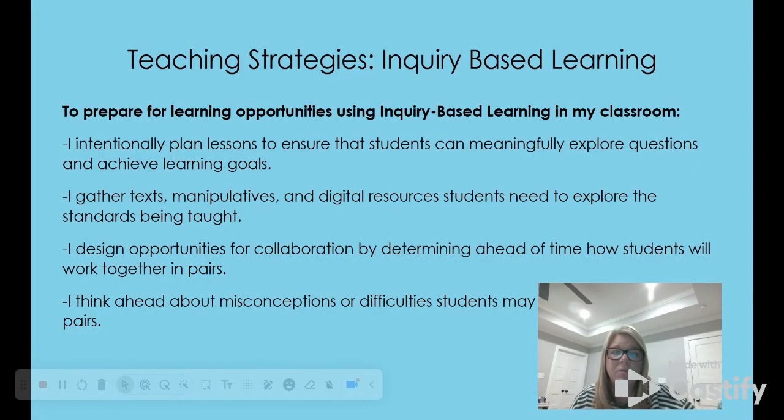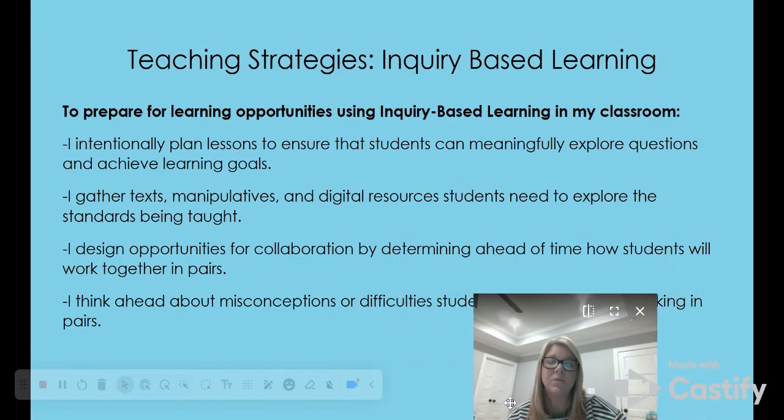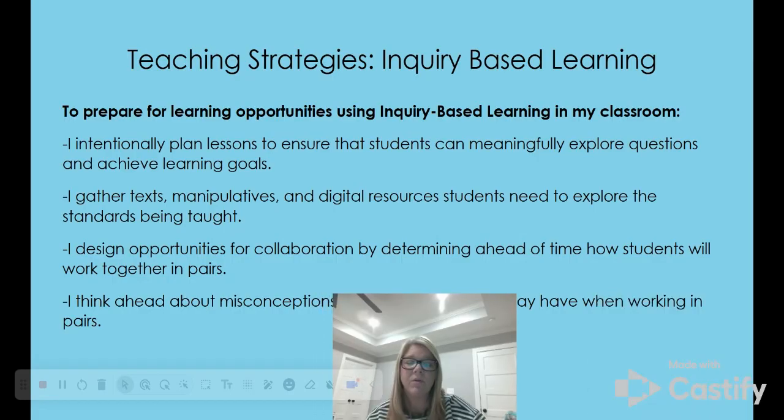Teaching strategies for inquiry-based learning. To prepare for learning opportunities using inquiry-based learning in my classroom, I intentionally plan lessons to ensure that students can meaningfully explore questions and achieve learning goals. I gather texts, manipulatives, and digital resources students need to explore the standards being taught. I design opportunities for collaboration by determining ahead of time how students will work together in pairs. I think ahead about misconceptions or difficulties students may have when working in pairs.